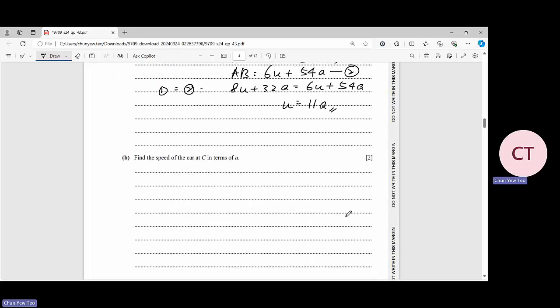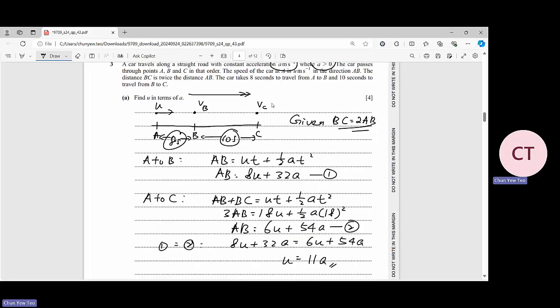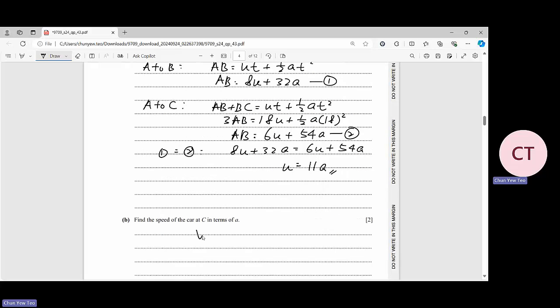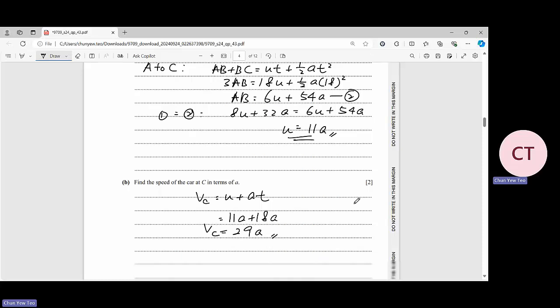We want to find the speed of the car at C in terms of a. The speed of the car means we want to look for vC. How much is vC? By using the formula, vC is equal to u plus at. Since we know that u is 11a, and the time taken is 18 seconds, the answer will be 29a. Just like that, done. This will be the answer for question number 3B.